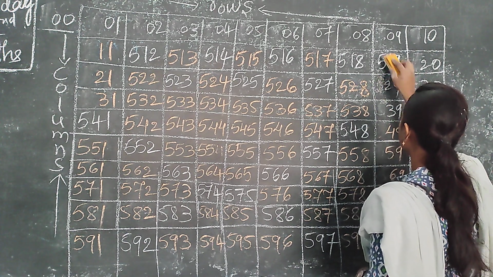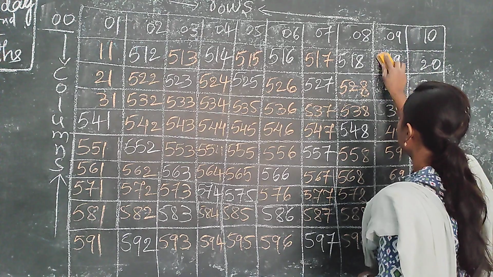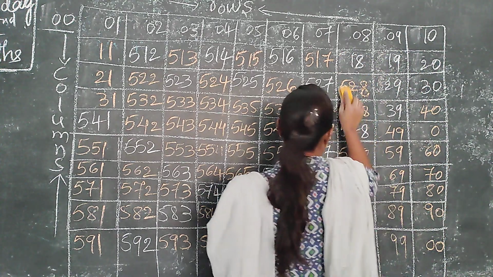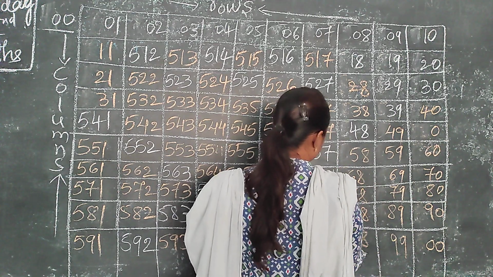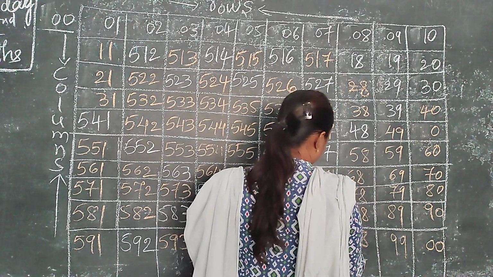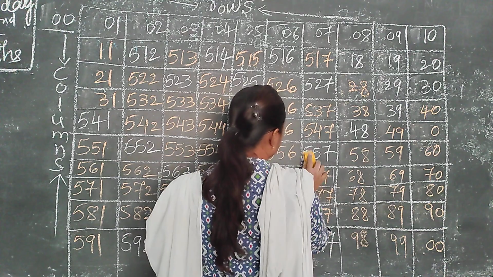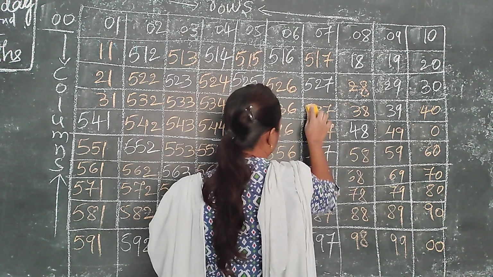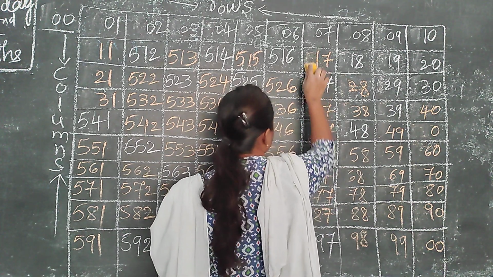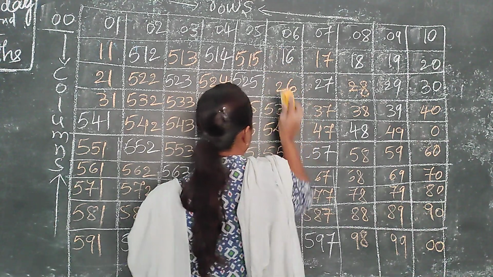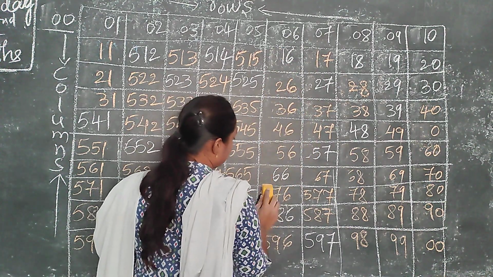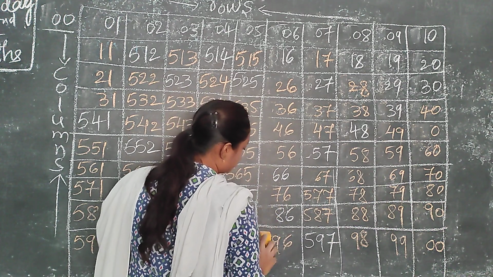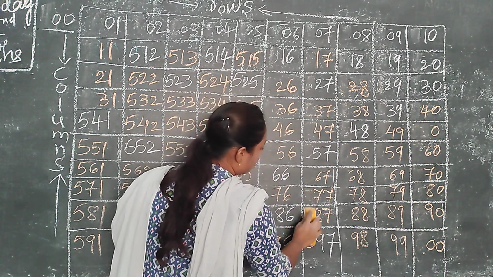If you know, you can write it by yourself. Otherwise, see, 1-1 numbers we have to increase in the rows and 10-10 numbers will increase in the column. So these are all 3-digit numbers. I hope now you came to know how to write.